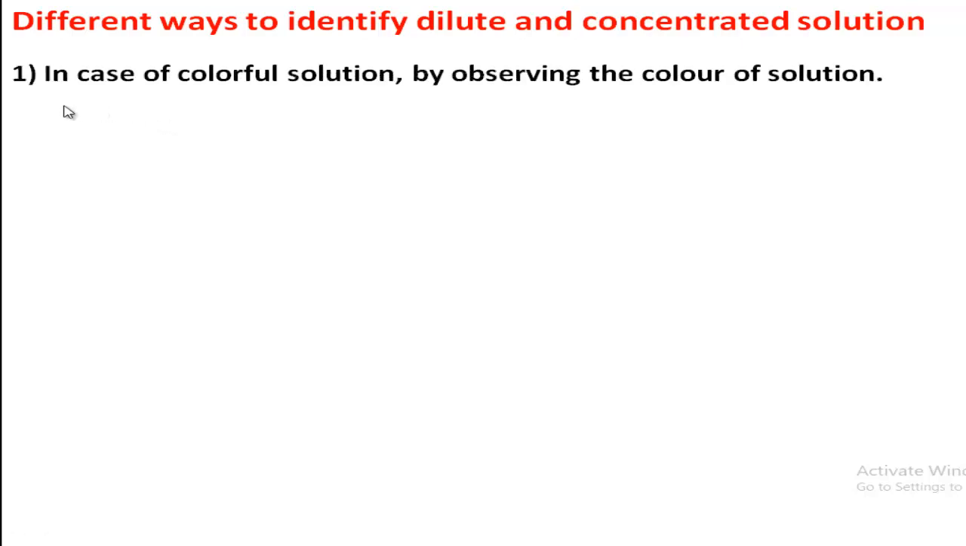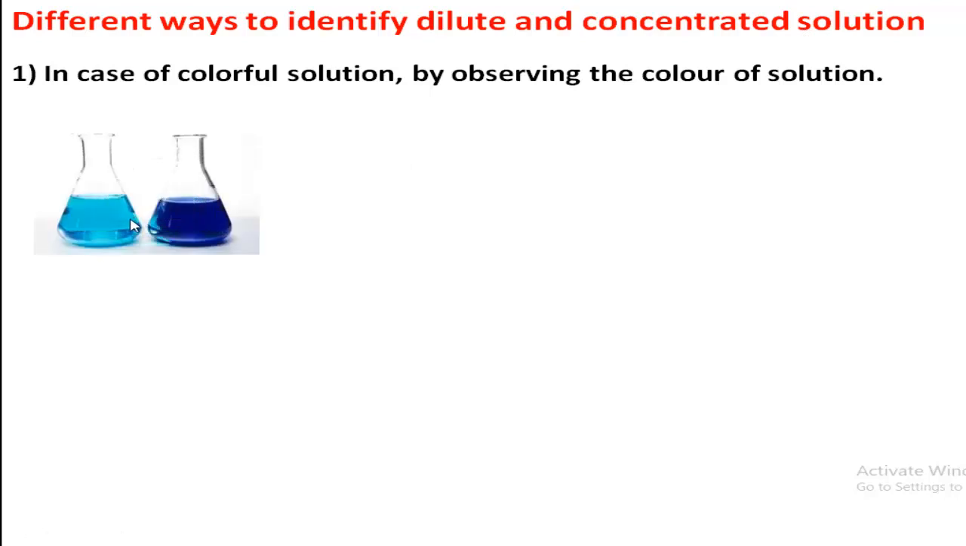Now we will see how we can identify dilute and concentrated solutions. Actually, we can identify them between two solutions in different ways. Firstly, in the case of a colorful solution, we can identify dilute and concentrated solutions by observing the color of the solution. The light color solution will be the dilute solution, and the deep color solution will be the concentrated solution.